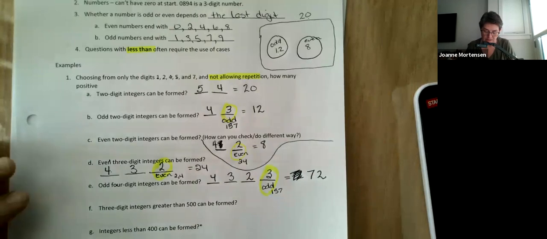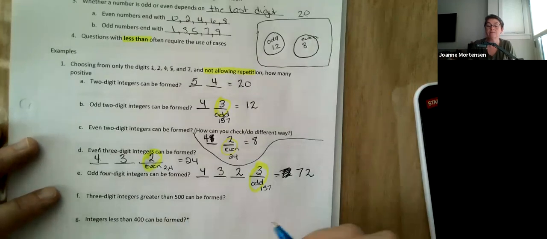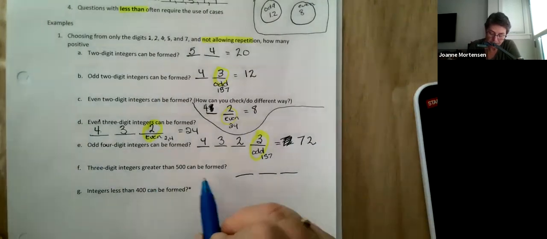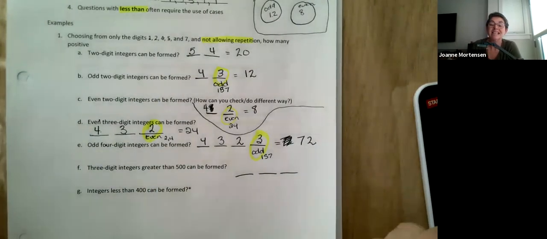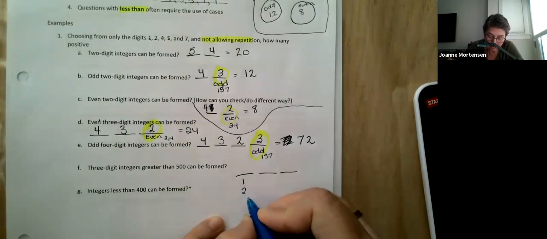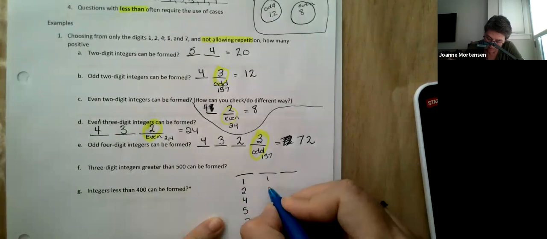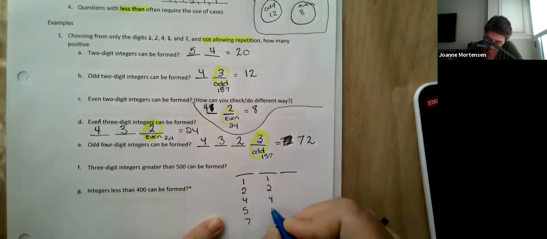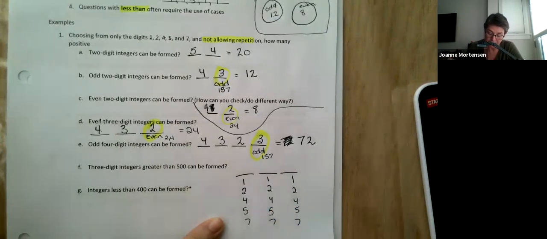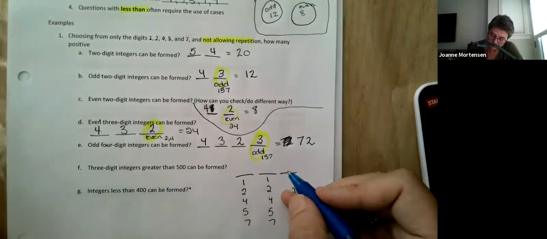Okay, so now we're going to mess around. 3-digit integers greater than 500. So how many blanks? 1, 2, 3. Now it has to be greater than 500. So this time we're actually looking at our front number. So I'm going to do this: 1, 2, 4, 5, 7. Those are my choices. Now, if I need to be greater than 500, I can't have a number that starts with 1.